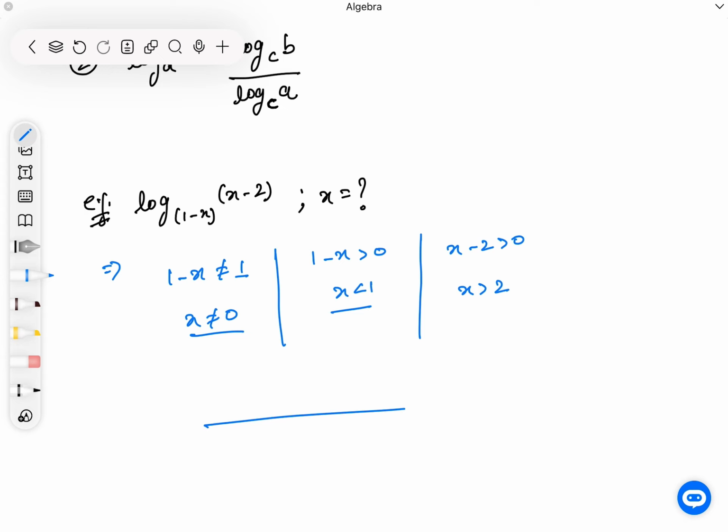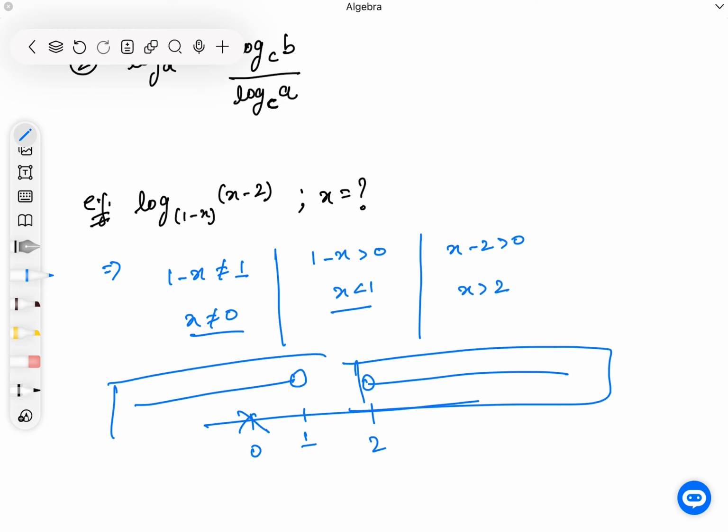But now if you see, if I have this line, if I have 1, if I have 0, if I have 2, so it has to be always greater than 2, but it has to be less than 1, right? And it cannot be 0. So this doesn't fulfill, because if you see this and this, these are mutually independent from each other, right? You don't have any intersection between them.